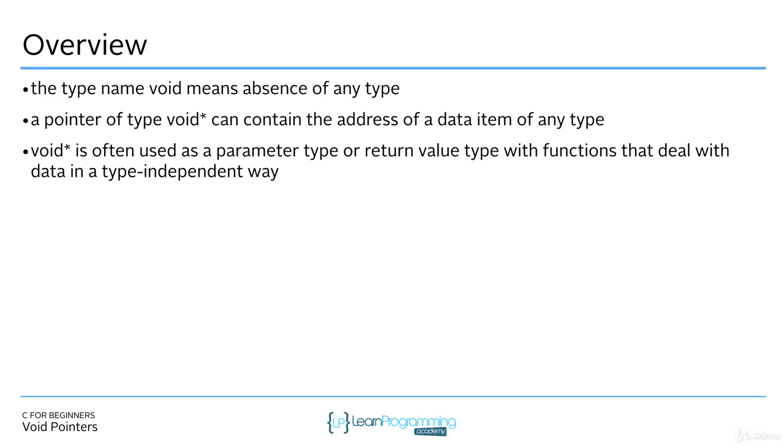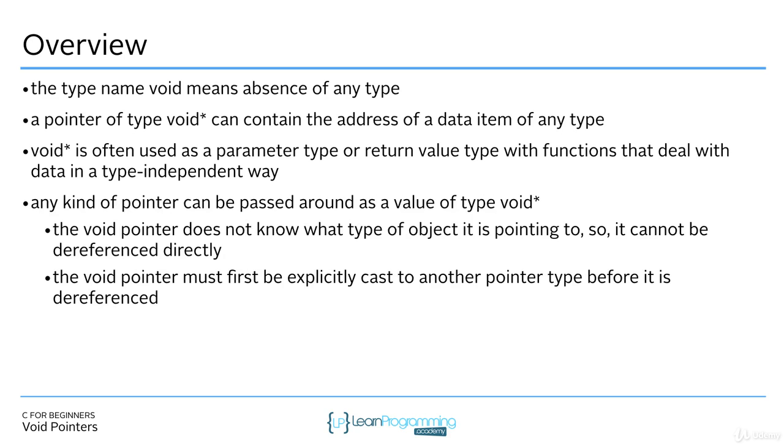It basically means that your function can take more than one type of variable, except it's not completely flexible because you have to cast it some way when you dereference it. So any kind of pointer can be passed around as a value of type void, any type. The void pointer does not know what type of object it is pointing to, so you cannot dereference it directly. And that's where the real hiccup comes along with the void star. It's great for allowing flexibility for different data types, but you can only use it if you know the data type. So you have to provide an explicit cast to the pointer when you dereference it.